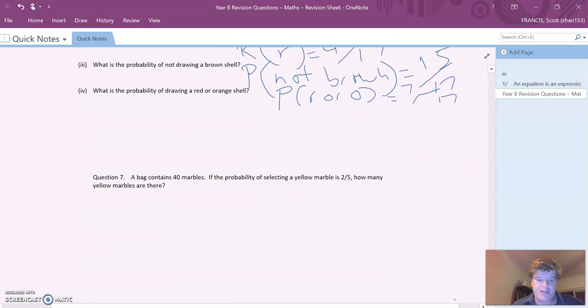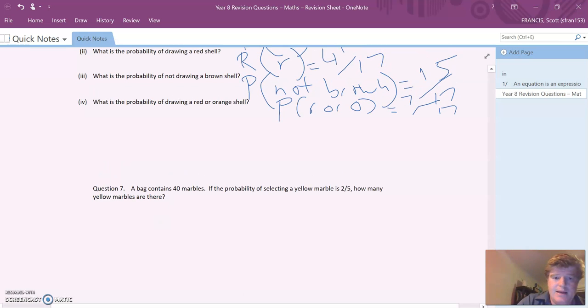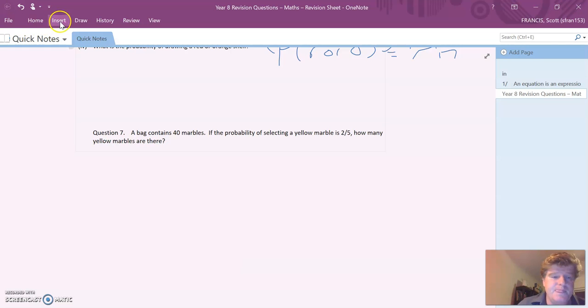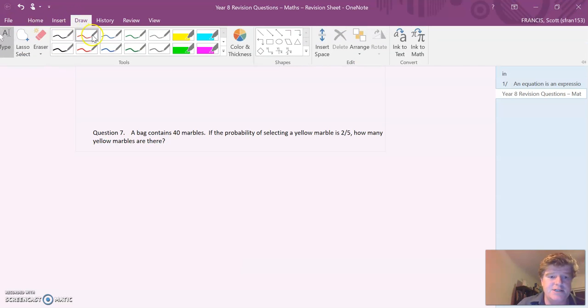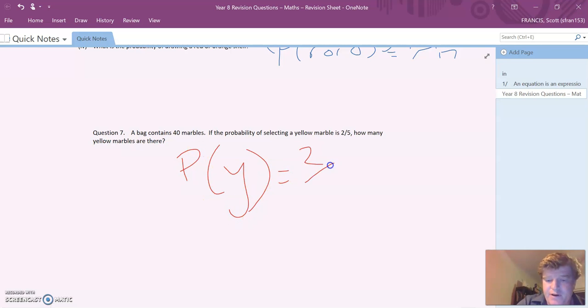Okay, last question here. A bag contains 40 marbles. The probability of selecting a yellow marble is 2 out of 5. How many yellow marbles are there? So let's remember our rule. The probability of yellow. It says here it's 2 out of 5, but we might also write that as a decimal, 0.4.